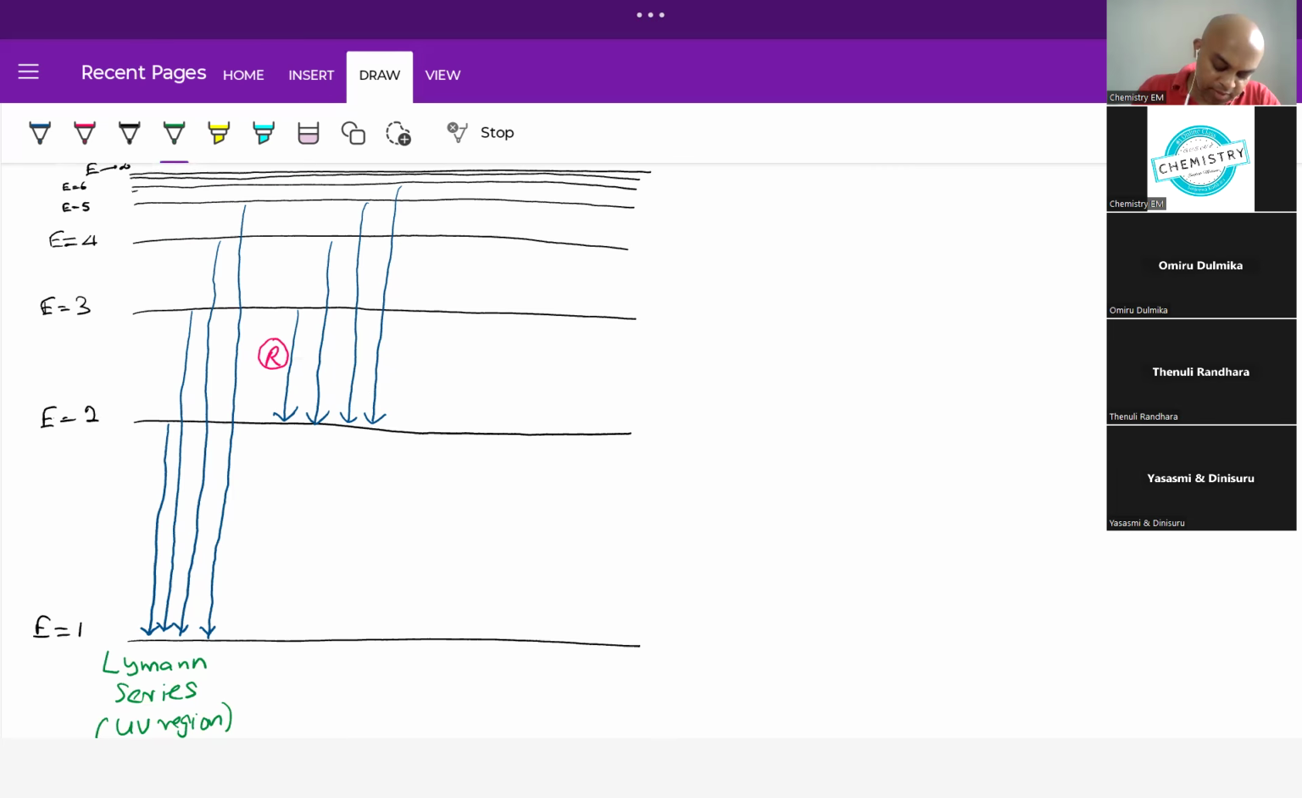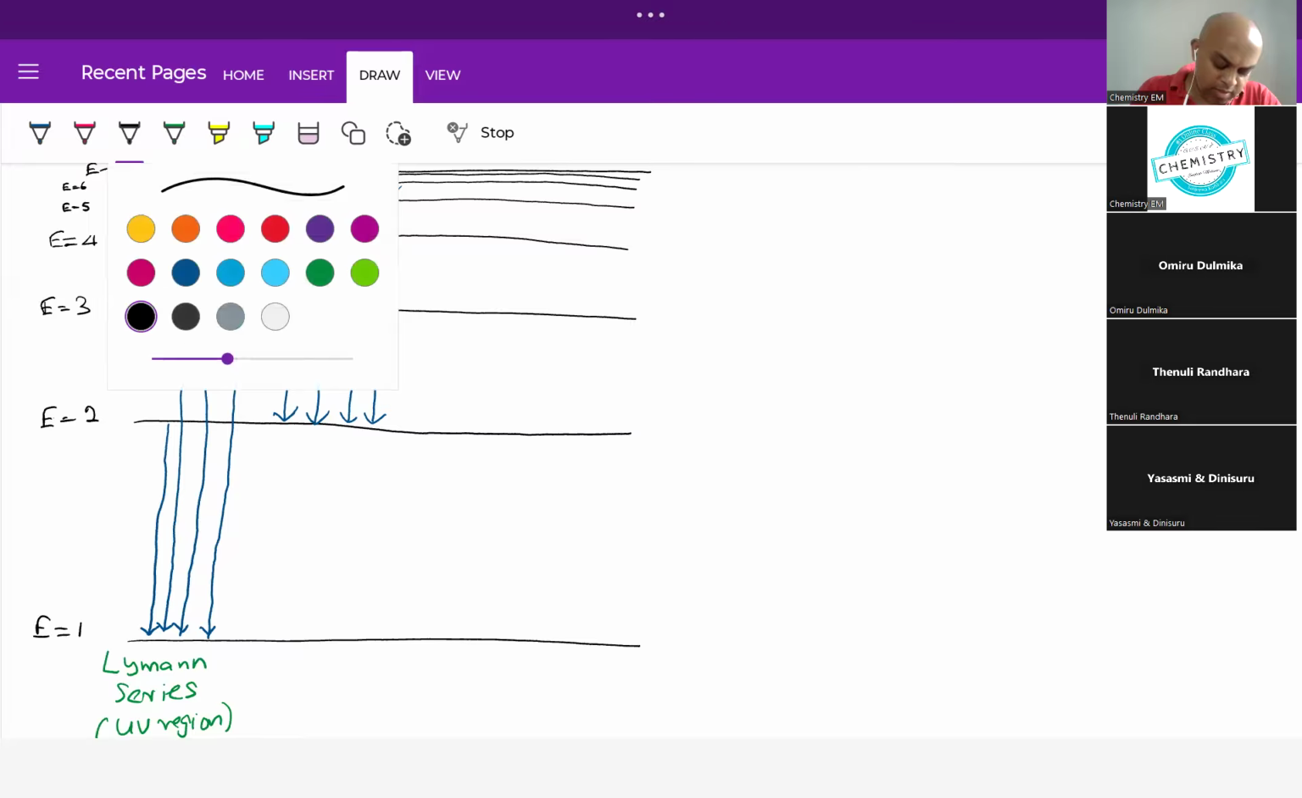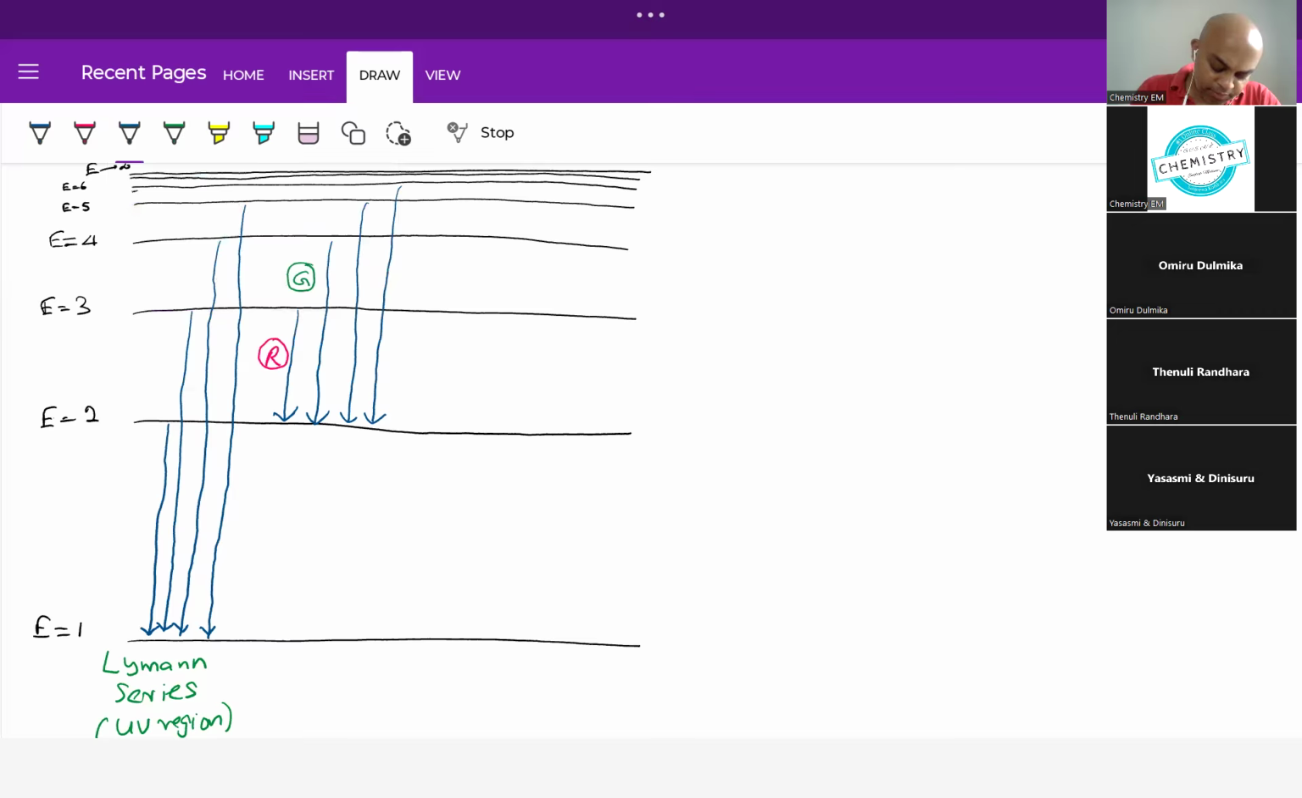Green color or blue green color. From E4 to E2 that is having blue color. From E5 to E2 it is having violet color. This total series is called the Balmer series. Balmer series. So this is in the visible region. Visible region.